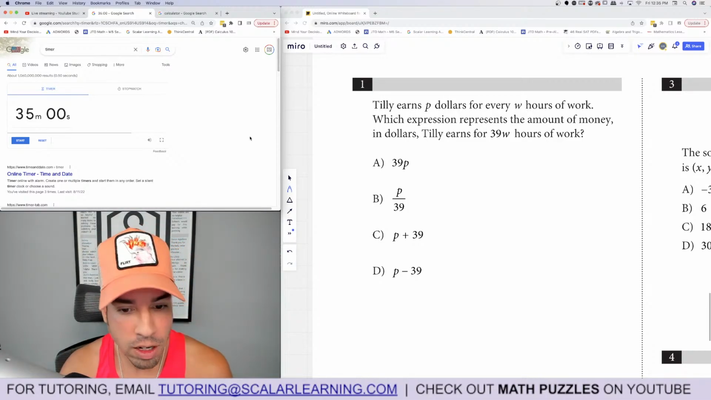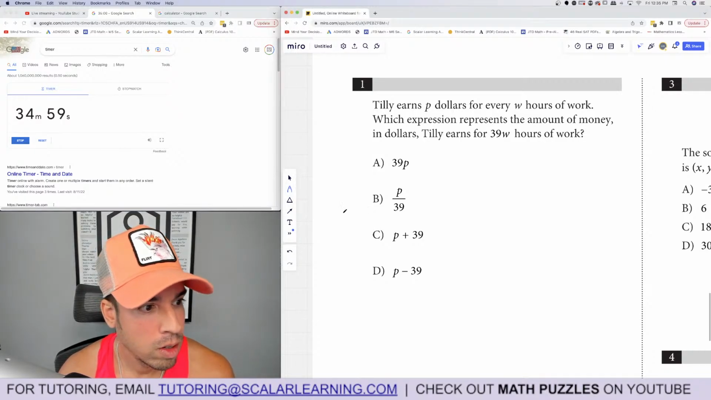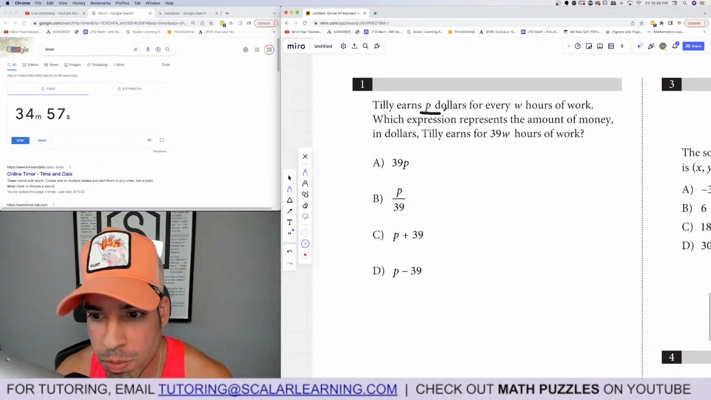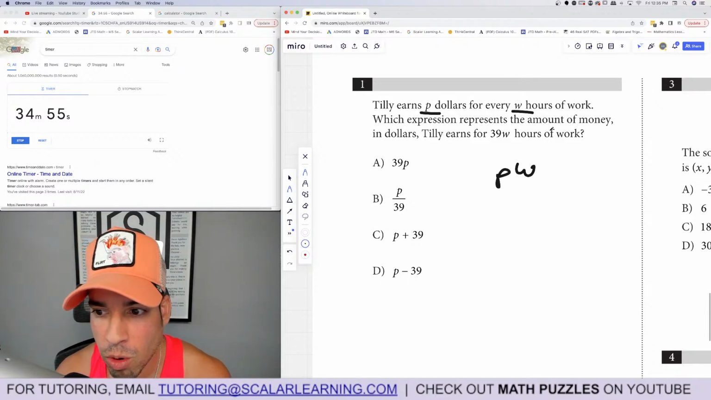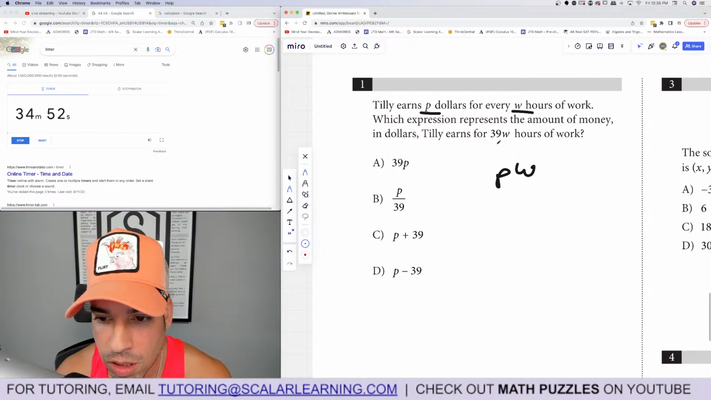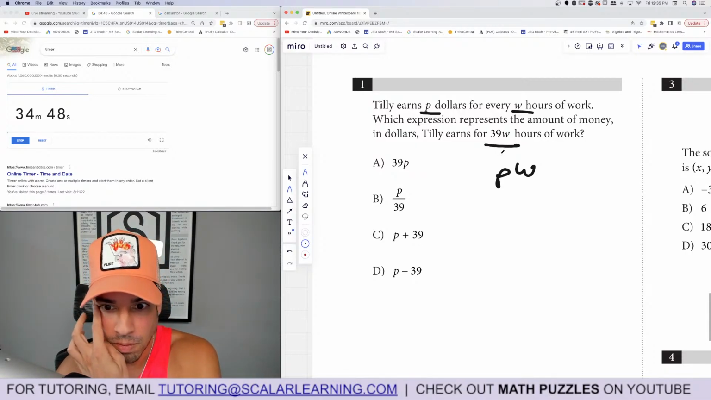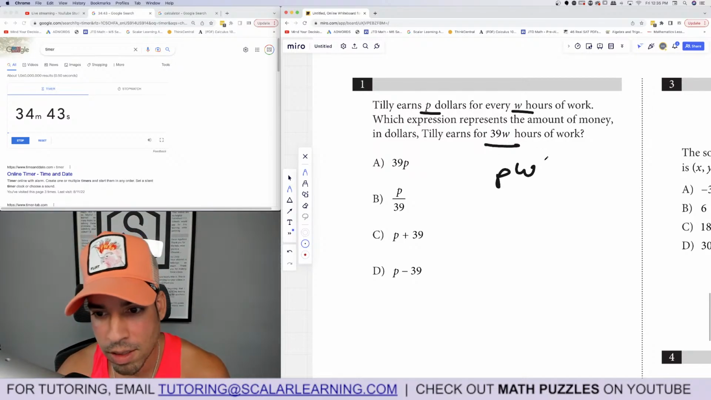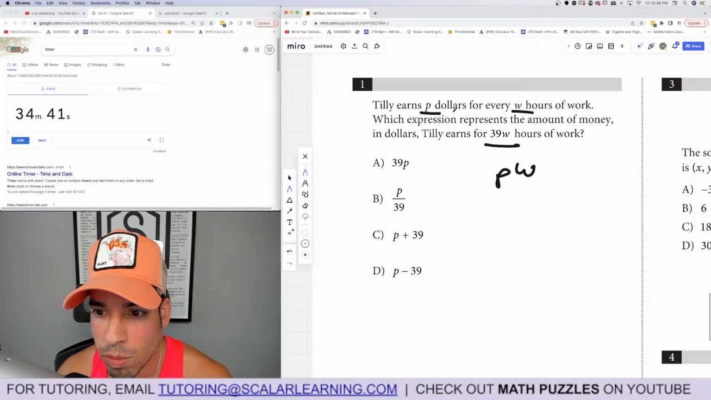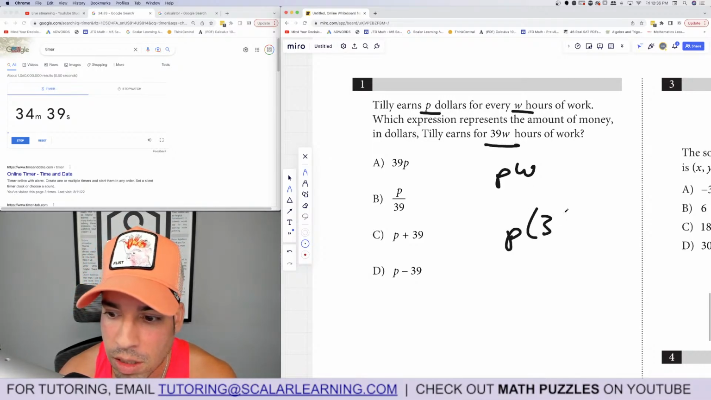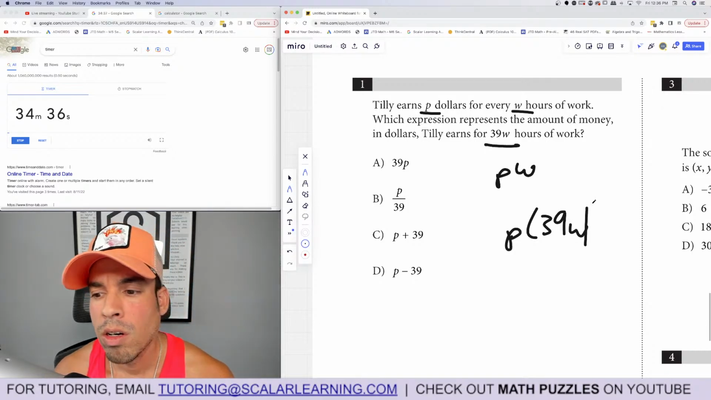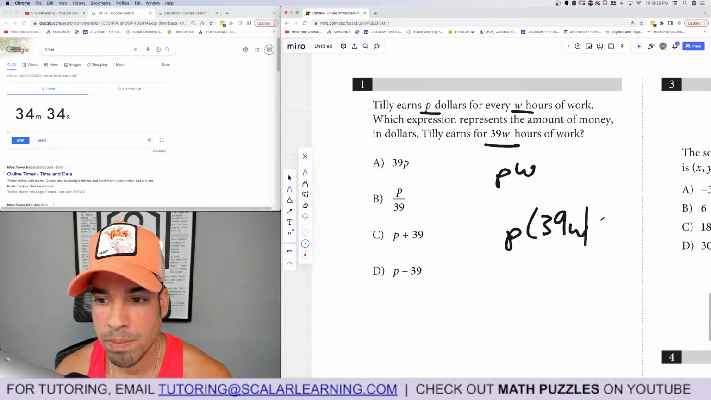All right. Here we go. 3, 2, 1. Boom. Tilly earns P dollars for every W hours of work. Which expression represents the amount of money in dollars Tilly earns for 39 W hours of work? So 39 W, that is the hours. So P dollars, so it's literally P times 39 W. Equal what?